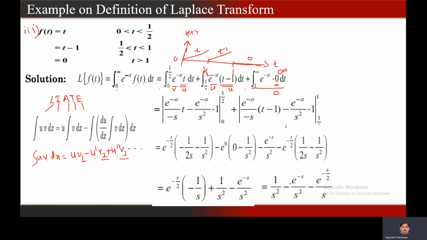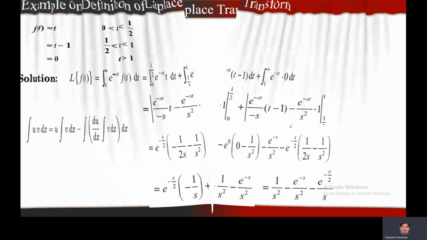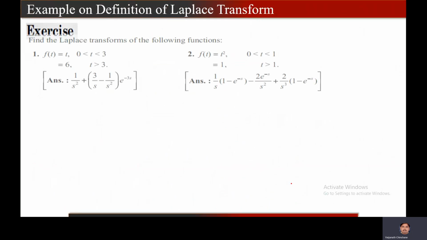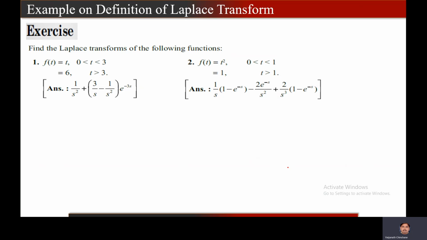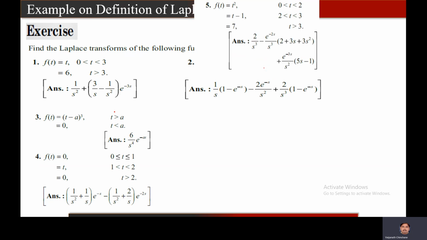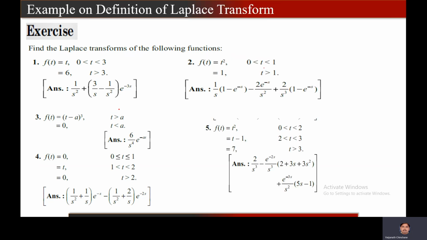Now students, here are some exercises for you, and you can solve these, they are very easy. The first one is f of t equal to t or 6 for the interval 0 less than t less than 3 and for t greater than 3. Similarly, in the second example, f of t is equal to t square or 0 for 0 to 1 and t greater than 1. The third and fourth examples are this one, and the last one is this.